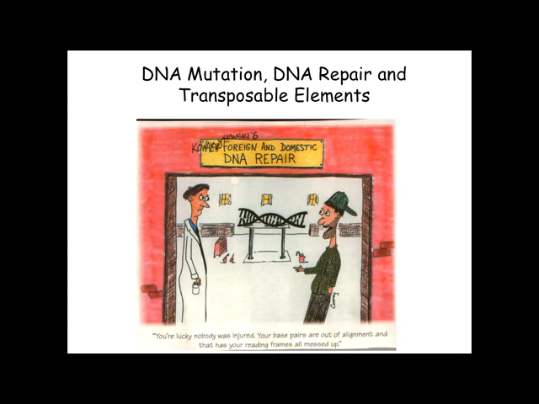In chapter 7, we're going to talk about DNA mutation, so different types of mutations in DNA. We're going to talk about how those are repaired. And finally, we're going to talk about these really interesting things called transposable elements, transposons, and how they can cause mutations and how they give us information about different things when it comes to the genome.